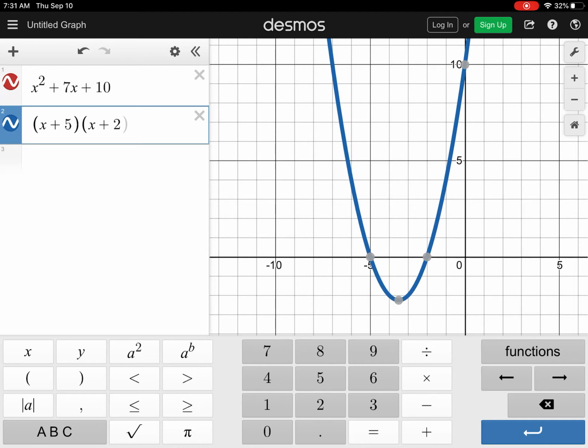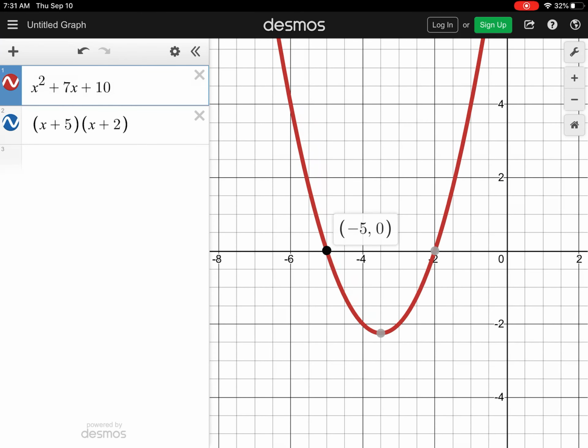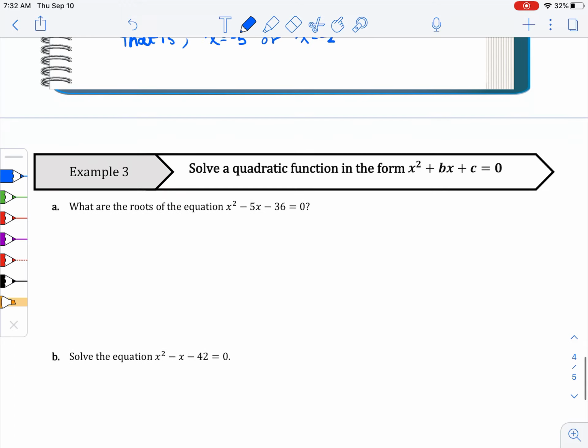But now we can see where this function hits our x-axis. It hits it at -5 and -2, which were those two solutions that we found. So you're going to start to get really good at just seeing that if you have your factors, the +5 and +2, then you know that actually your zeros are -5 and -2. So let's apply this to some more examples.